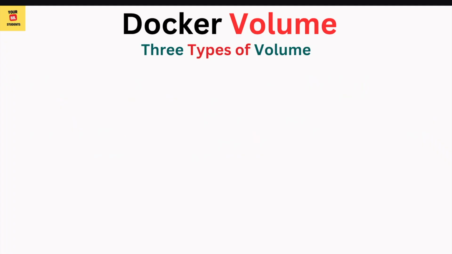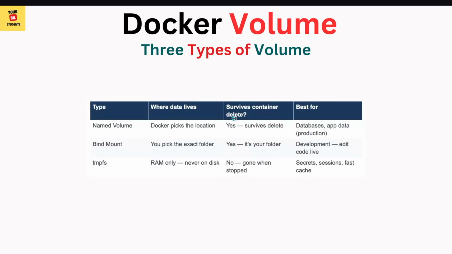Because of that, there are three types of volume that exist inside Docker: named volume, bind mount, and tmpfs. If you use a named volume, Docker picks the location by default and stores the data there. Does it survive container deletion? Yes, even if you delete the container, since Docker picks some location, it retains the data. You can use it when you are working on production-based projects.